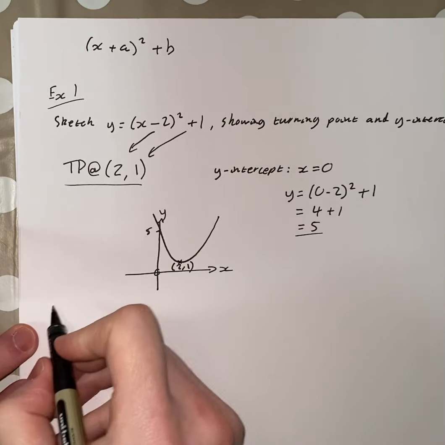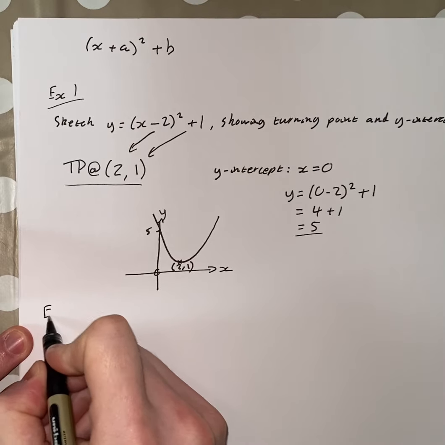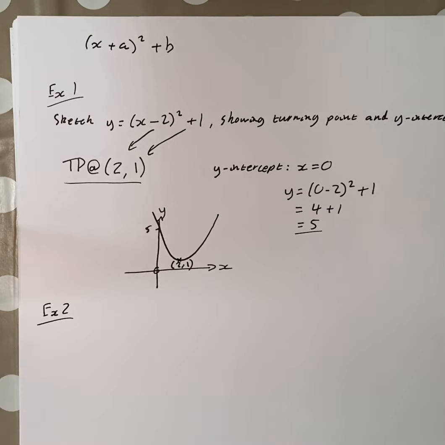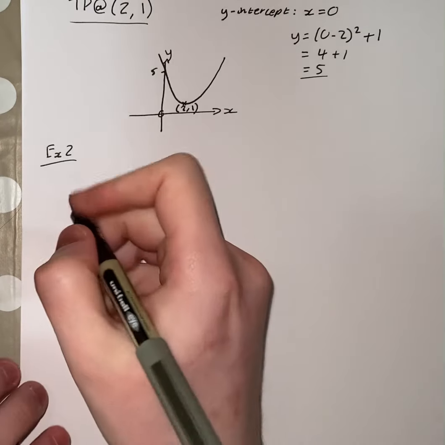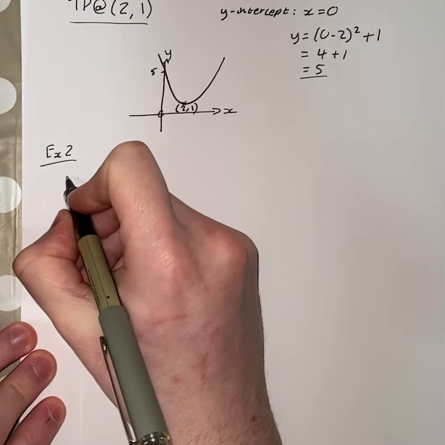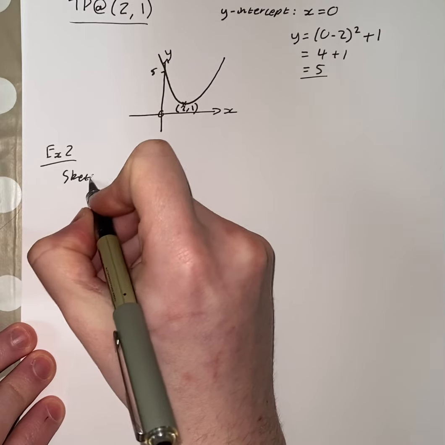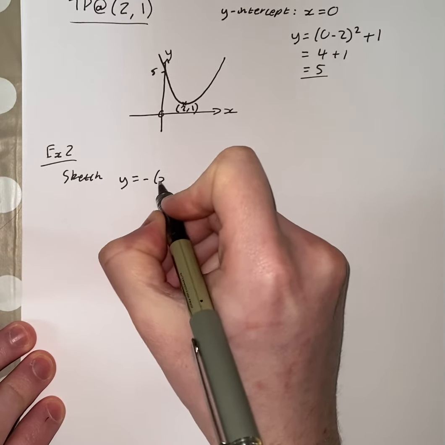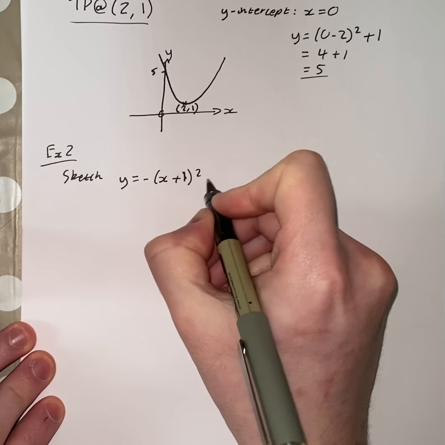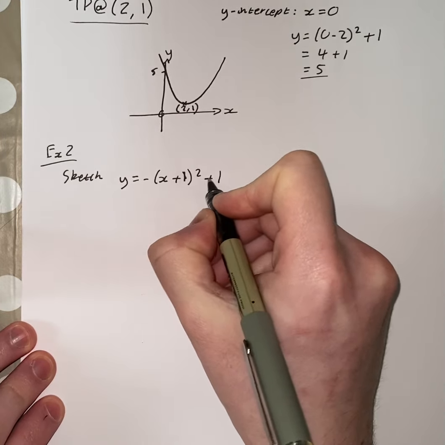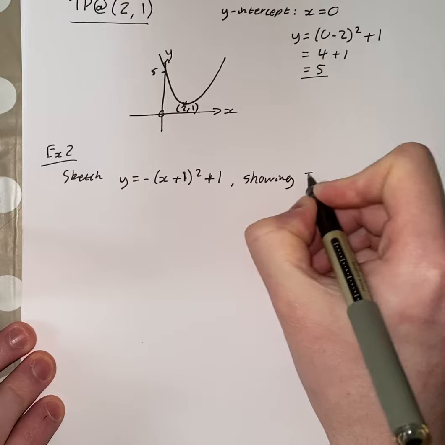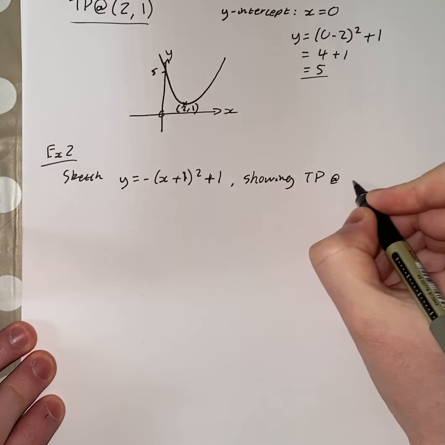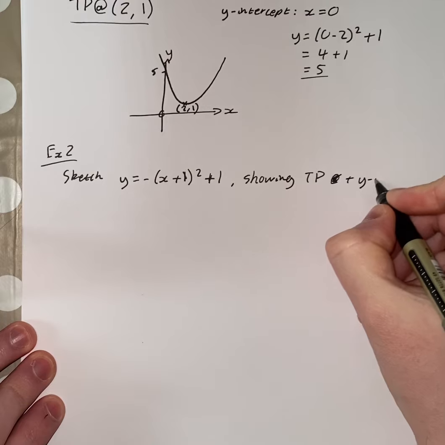We're going to take a look at a second example just to show you how it can differ. So this time, same question, but we're now looking at y equals negative (x plus 1) squared plus 1, showing the turning point and y-intercept.